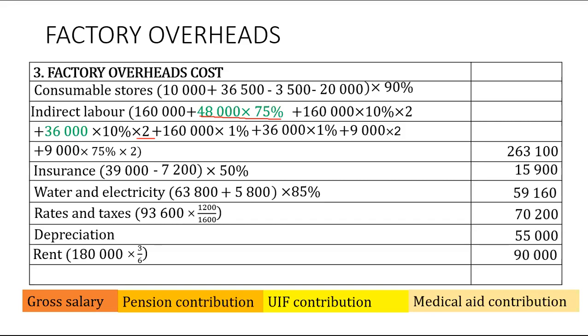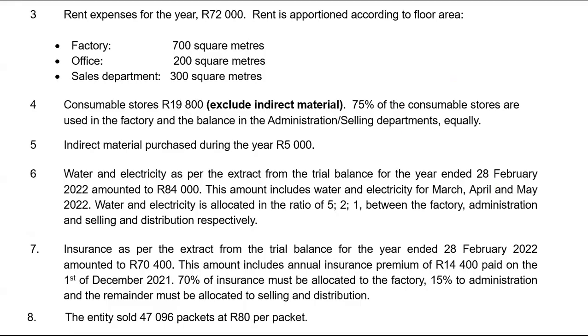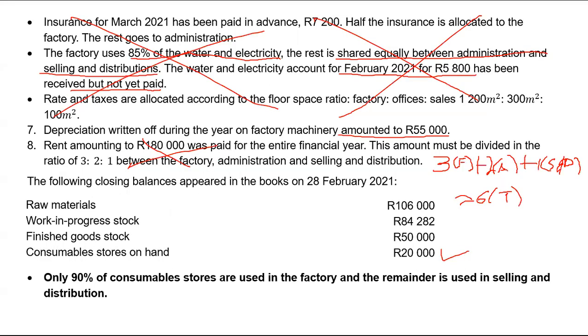They said 90% of consumable stores. Let me just read that. They said 90% of consumable stores will be done what? So 90% of consumable stores are used in the factory and the remainder is used in selling and distribution.